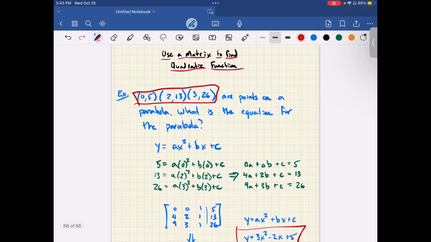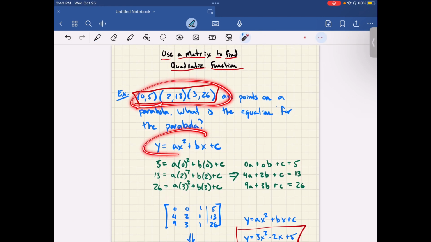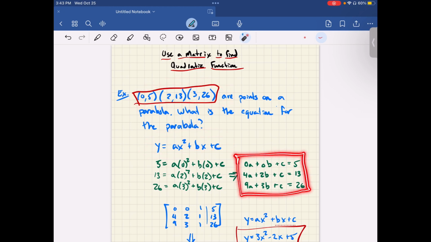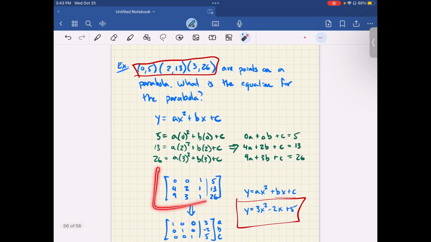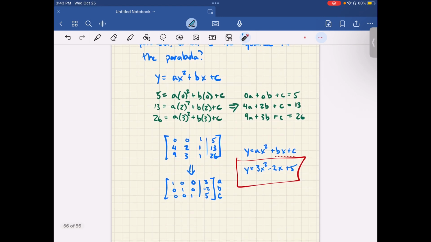Okay, so real quick, we're going to use the 3 points, plug them into standard form to get a 3 by 3 system of equations, 3 variables, 3 equations. I'm going to turn that into an augmented matrix. Then I'm going to find the RREF of that matrix. And when I do, that means the identity matrix is here. And then the numbers over on the right side will be my A, B, and C values, which I then plug back into the original standard form to get our final answer here.